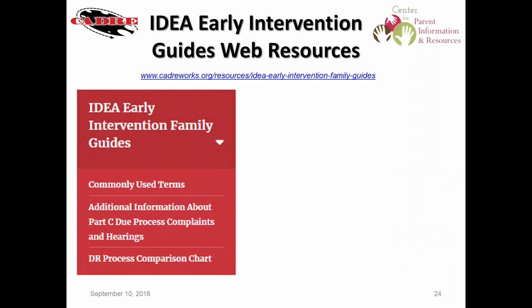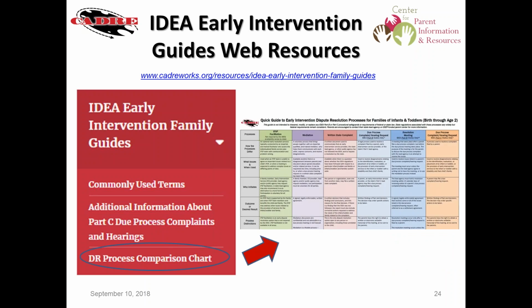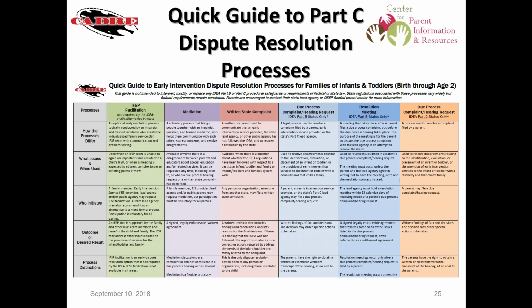Just like for Part B, we created a quick guide to distinguish between the different processes, including facilitation for those states who offer it. And you can find those on the website as well. The quick guide to Part C dispute resolution processes is available online only. The chart compares the dispute resolution processes side by side with other processes.